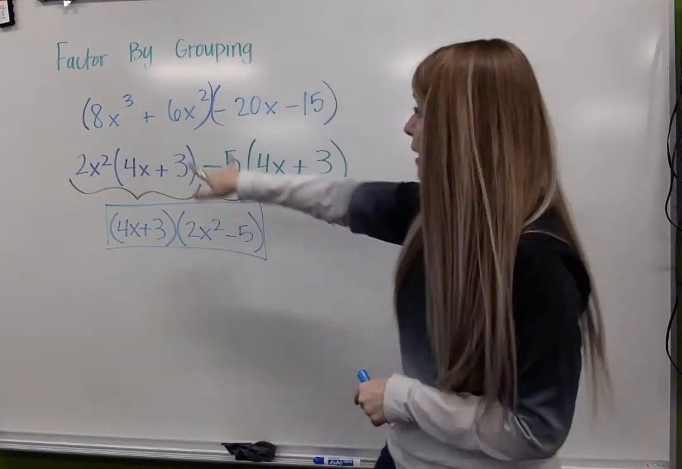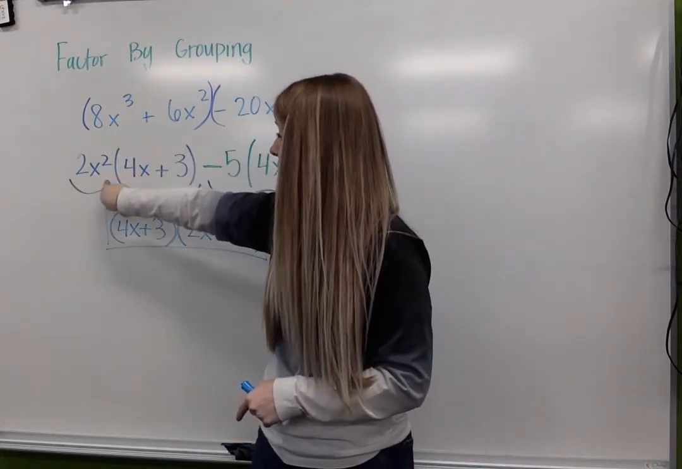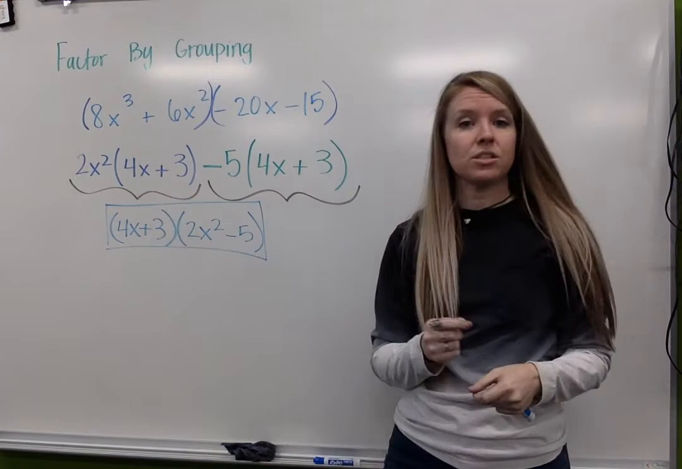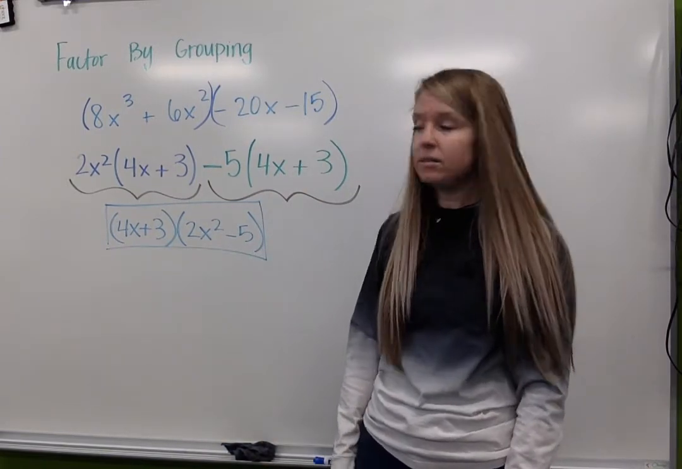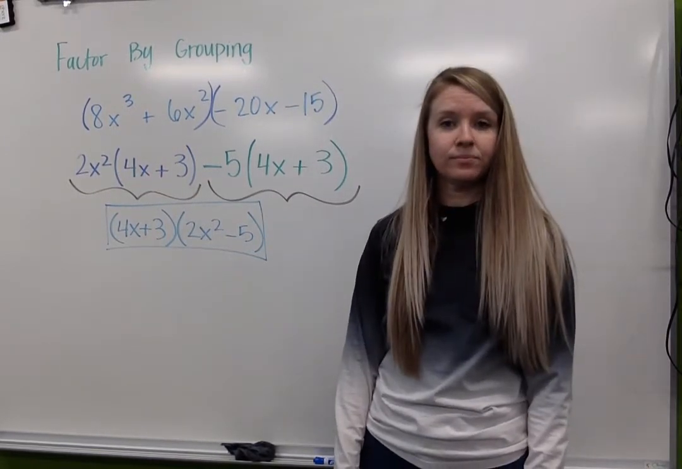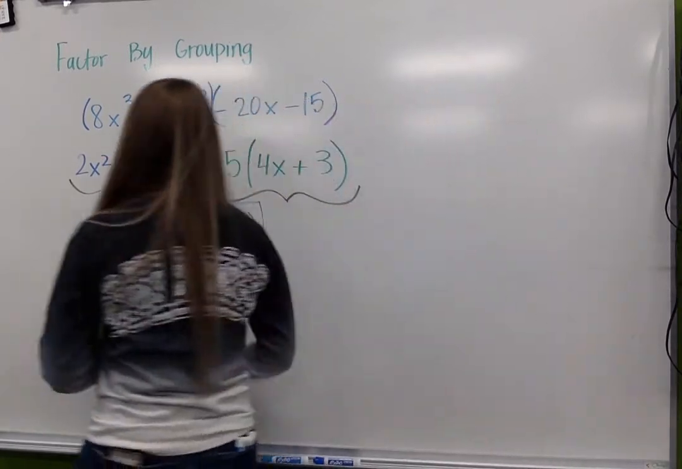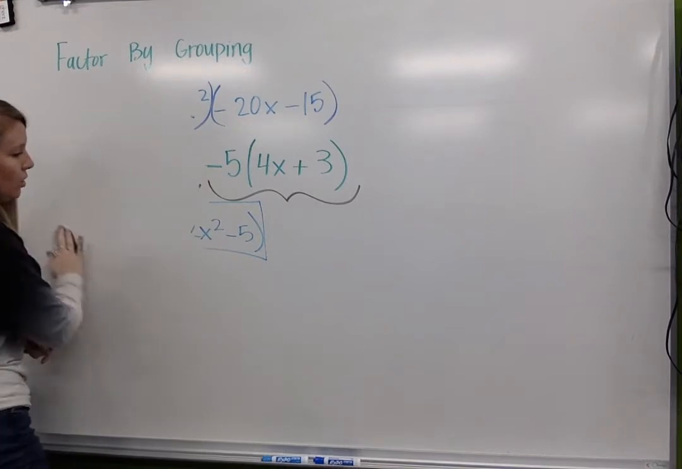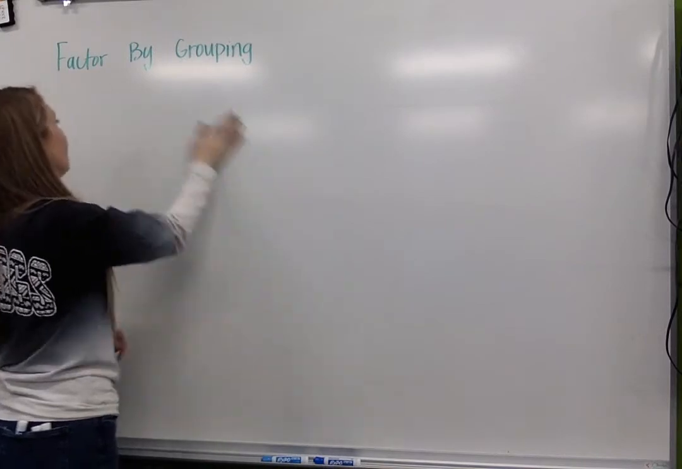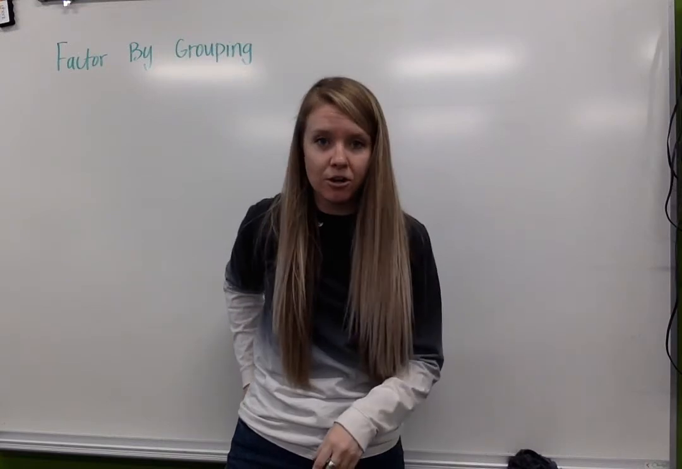Okay? So I grouped the first two, grouped the second two. I factored out the GCF. And then they have a 4x plus 3 in common, so I factored that out front. And I was left with my 2x squared and my negative 5. Okay, there's a lot to remember there, so let's go through another example together. One cool thing when you're factoring to check to see if you've done it properly, go ahead and multiply it back together. That's good practice, and you'll be able to see if you've done it correctly.